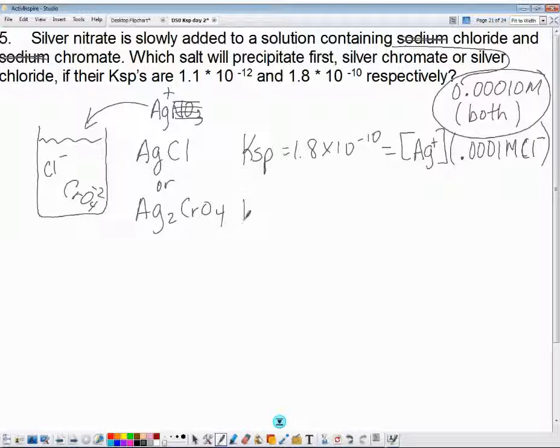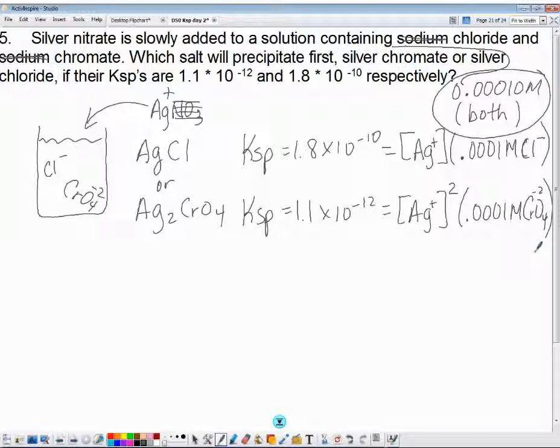Okay? So KSP for silver chromate is 1.1 times 10 to the minus 12. So how much silver ion, squared, because this is silver chromate, right? A little bit different expression, right? would go with my 0.0001 molar chromate.